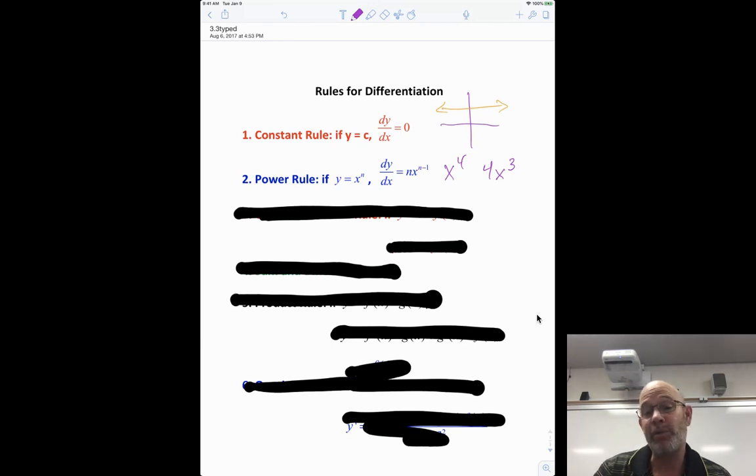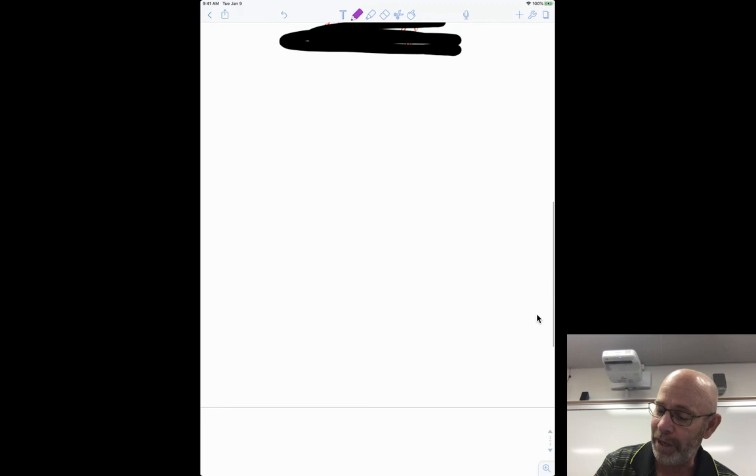I'm actually going to prove this for you right now. Bear with me. Just for positive numbers for the power, but it works for any number, right? So if the power is x to the 1/2, then the derivative is 1/2 x to the negative 1/2. You just subtract 1. I'm going to scroll down here and we're going to prove that. And the way we're going to prove it is by using the definition.